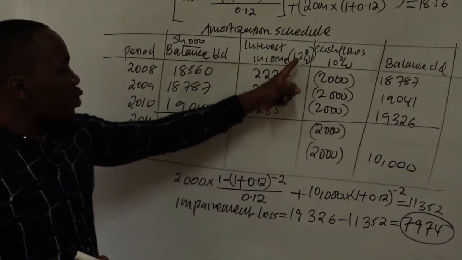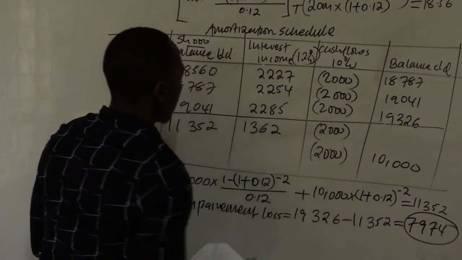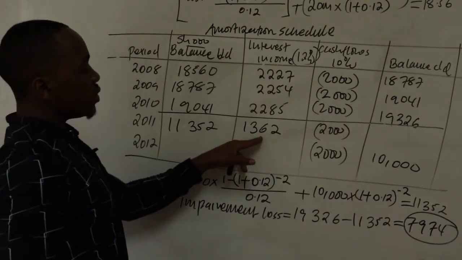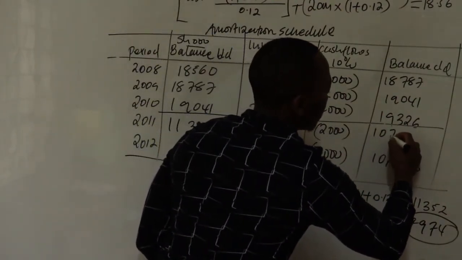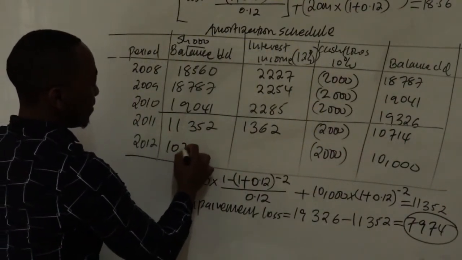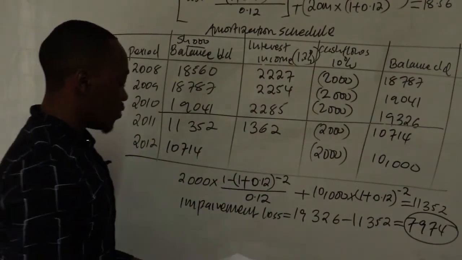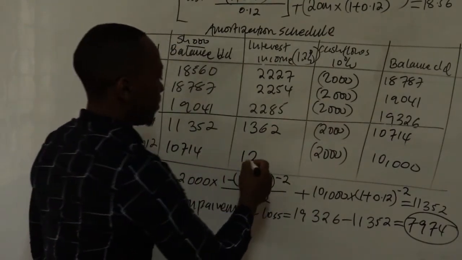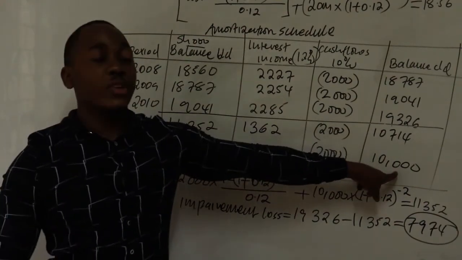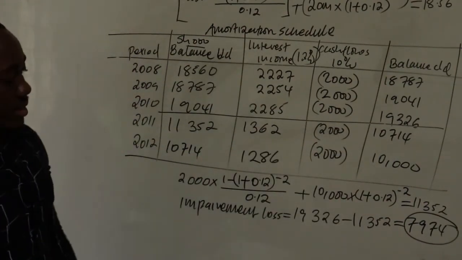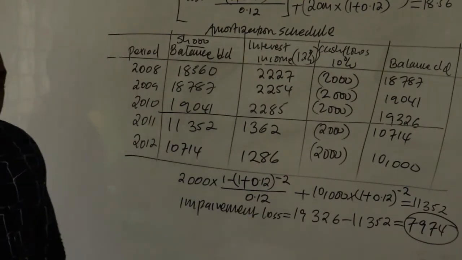11,352, interest is 12% of this, and 12% of that is 1,362. So it's 11,352, you add 1,362, minus 2,000, and you have a value of 10,714. Then 10,714, interest is 12%. 12% of this is an amount of 1,286. So 1,286 plus 10,714, you minus the 2,000, you should get 10,000. Good. As simple as that.